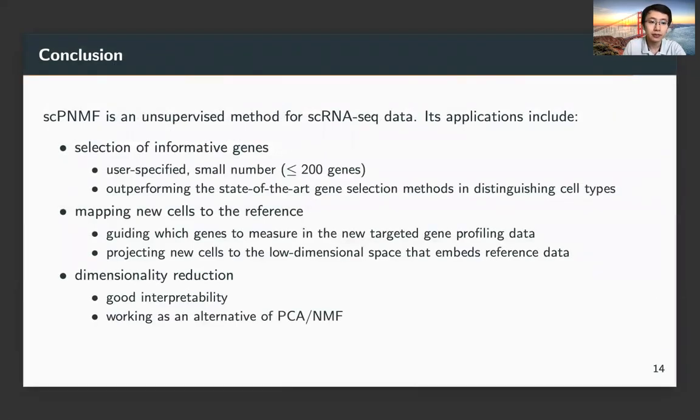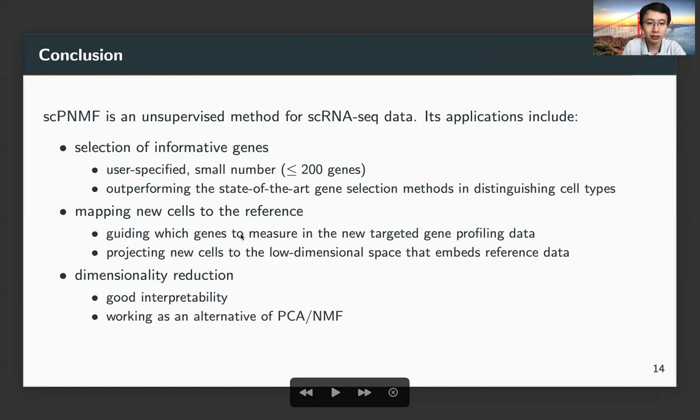Here is a conclusion. So scPNMF is an unsupervised method for scRNA-seq data. It has 3 different major applications. The first one is informative gene selection. So it can let you specify a small number of genes, and the gene selection method is better than the state-of-the-art gene selection methods. And second, it can help you to map your new cells to the reference.